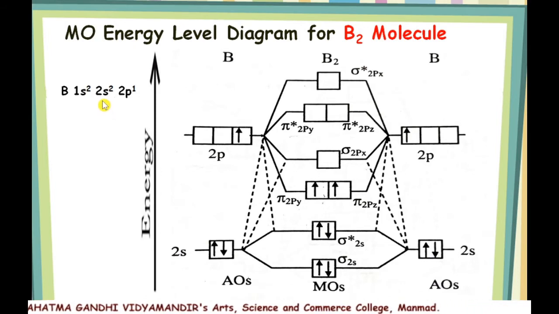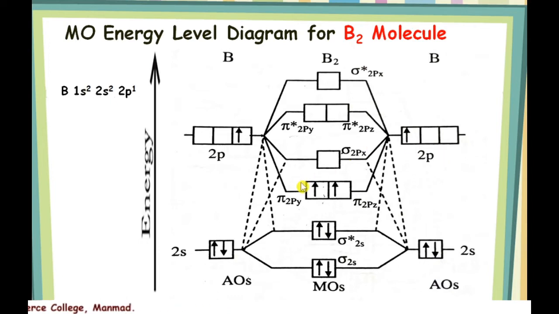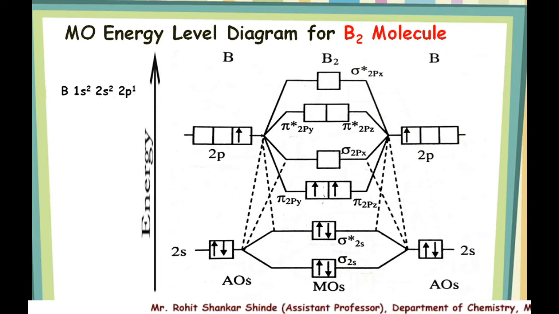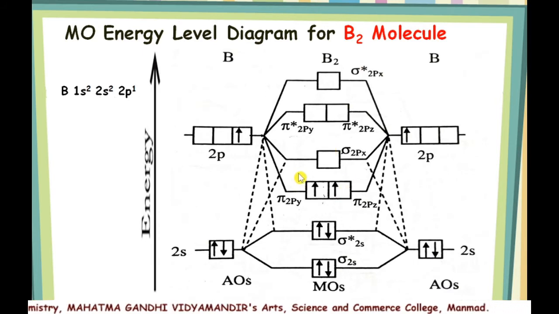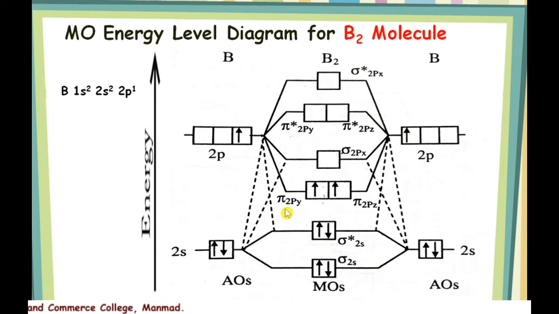The two 2s and six 2p orbitals of 2 boron atoms, that means a total of 8 atomic orbitals, form 8 molecular orbitals. If less than or equal to 14 electrons are present in a molecule, then the sequence of energy levels of molecular orbitals is as shown in this diagram. In this molecular orbital diagram, s-p interaction takes place, and hence sigma 2px has a higher energy than the pi 2py and pi 2pz molecular orbitals.